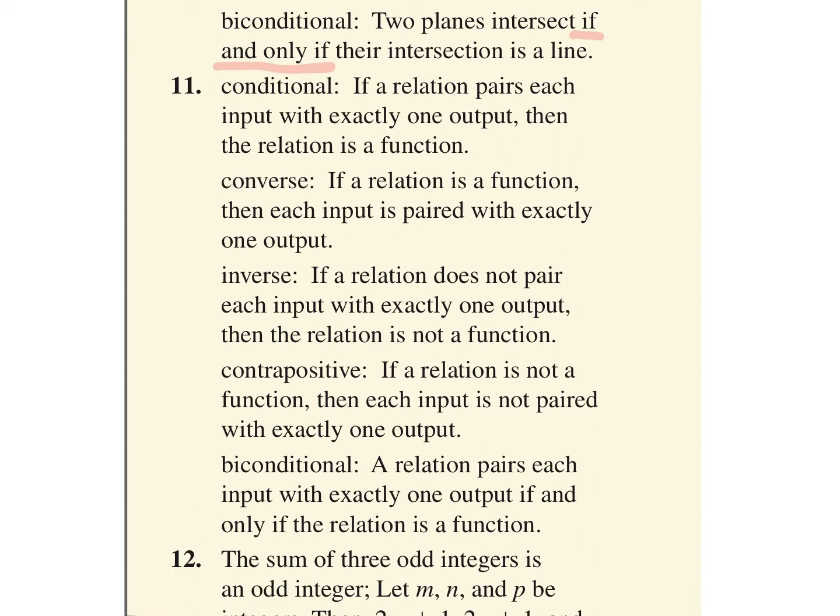So they're taking a rule that you learned in Algebra 1, that if a relation pairs each input with exactly 1 output, then the relation is a function. Then for the converse, you're going to reverse the order. Inverse, keep it the same conditional order, but add in not. And then contrapositive, flip and negate. And biconditional, add in if and only if.